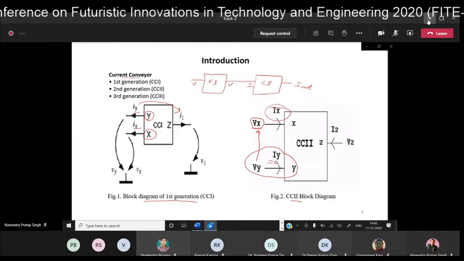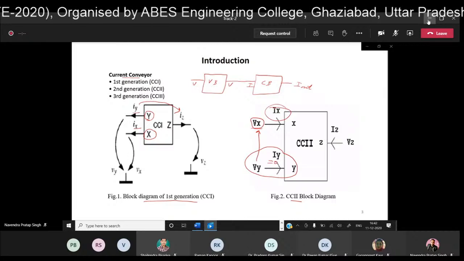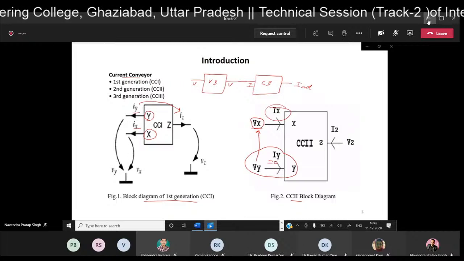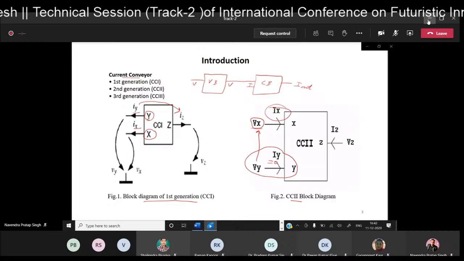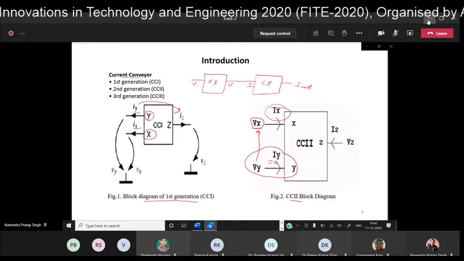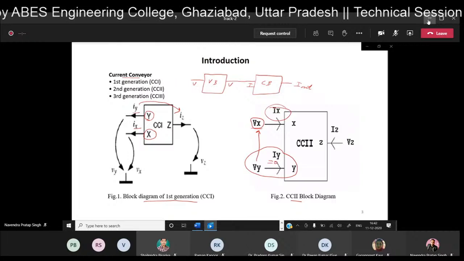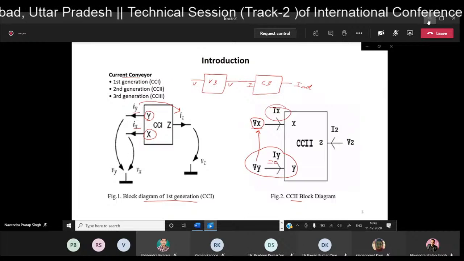So these are the references which we have taken. These are all the references of those who have implemented multifunction filters using current conveyors. Okay, and based on these, this survey has been done. So this is all about the presentation. Thank you.